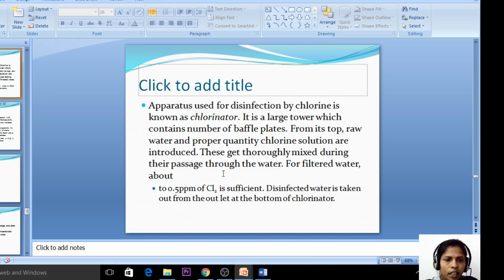For filtered water, about 0.5 ppm of chlorine is sufficient in the chlorination process. Disinfected water is taken out from the outlet at the bottom of the chlorinator. That means the pure water is collected from the outlet.